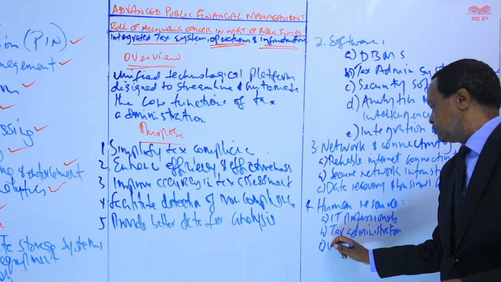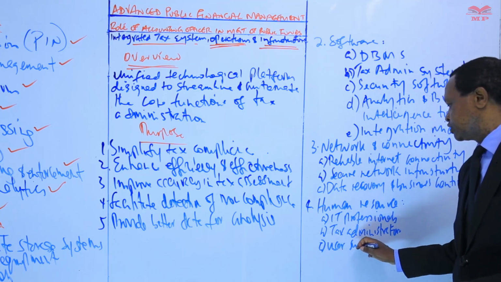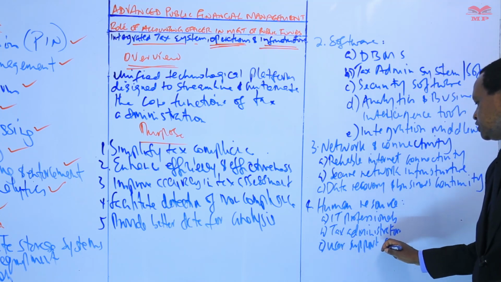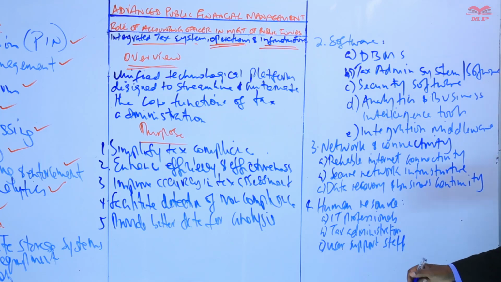Three, user support staff. To maintain an integrated tax system, user support staff is also necessary. This refers to personnel to provide technical assistance and guidance to both internal users, who are the KRA staff, and external users, who are the taxpayers.